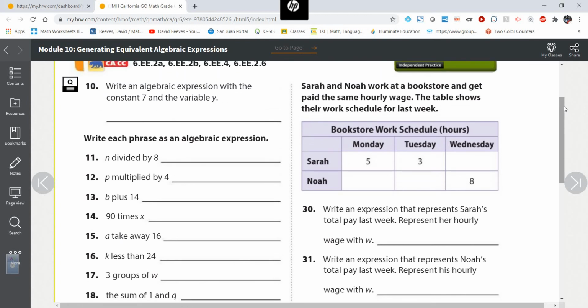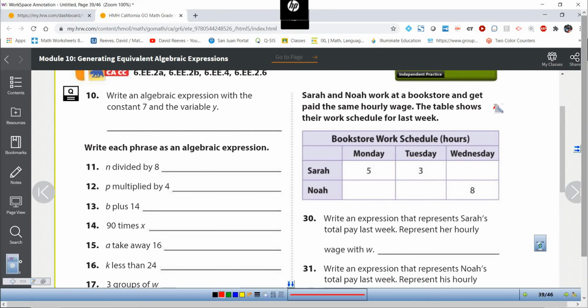Sarah and Noah work at a bookstore and get paid the same hourly wage. The table shows their work schedule for last week. Remember, the amount of money that you earn is going to be the hours worked times the rate. The rate times the time is going to equal your pay. And it says they make the same hourly rate.